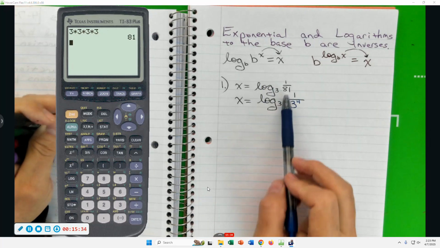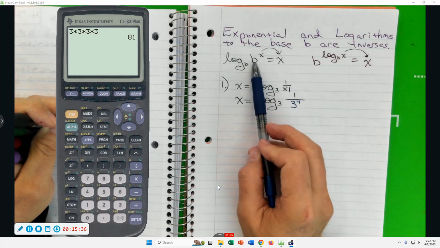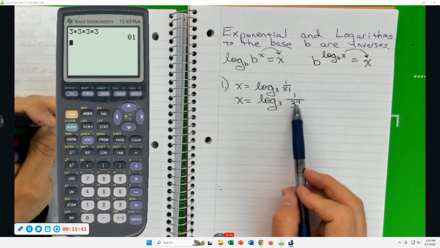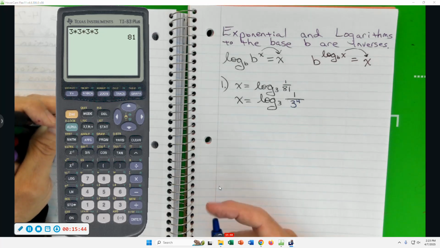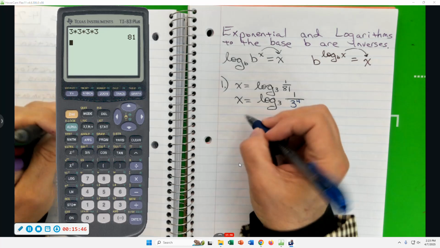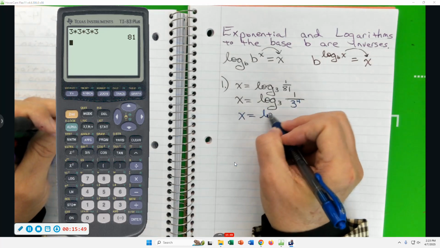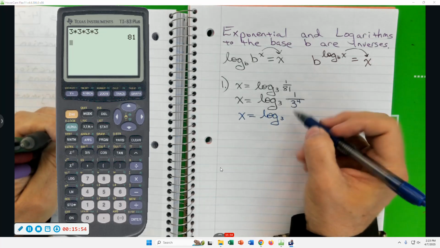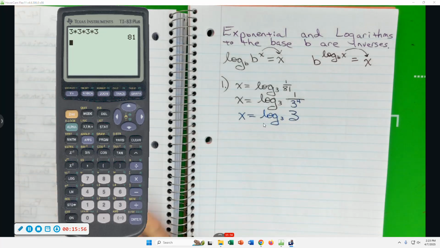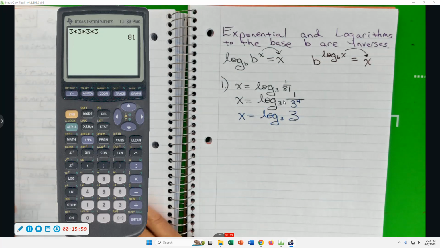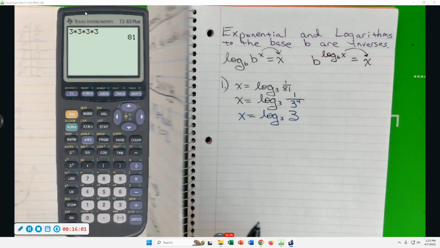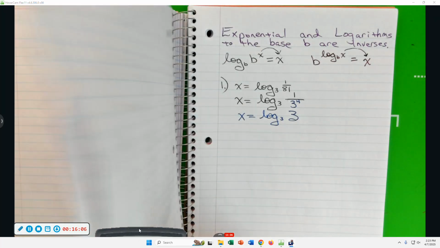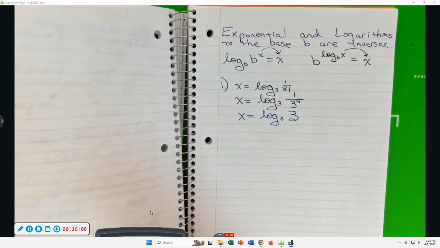We're trying to get this number written as a power of the base. So we need a 3 to a power. We sort of have a 3 to a power there, but there's that 1 over. We have to get rid of that 1 over. So we have log base 3. What can I do? I want to write this as 3 to a power. It was one of the first things we did in class. I remember how to get rid of a 1 over. It's right here.